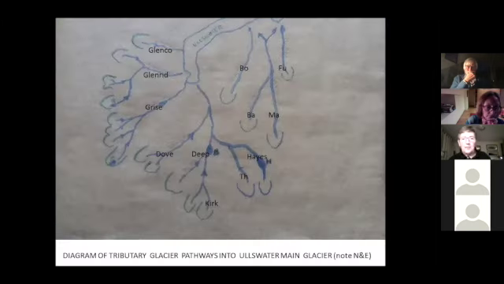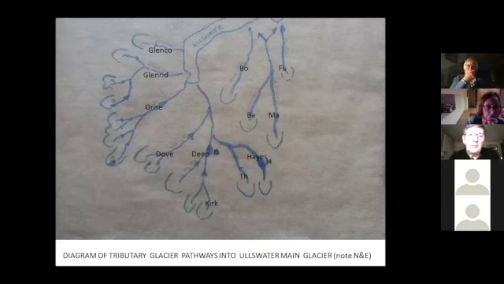This is very similar to what we have in the Lake District. This is at the south end of the lake, and it shows the various tributary glaciers that have fed into the main Ullswater Valley. And you can see here, if you just go around, you can see all those coves.